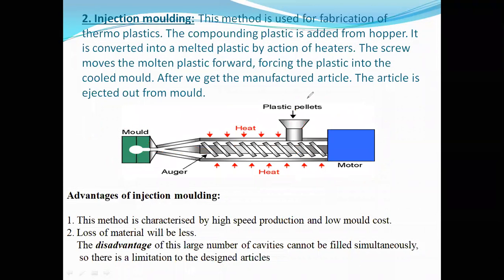The first step is taking thermoplastic. I will ask you a question: what is the difference between thermoplastic and thermoset plastic? Thermoplastic, the best examples: polythene is a thermoplastic, polyvinyl chloride is a thermoplastic, polystyrene is known to be thermoplastic, and these thermoplastics are taken into the heating chamber.